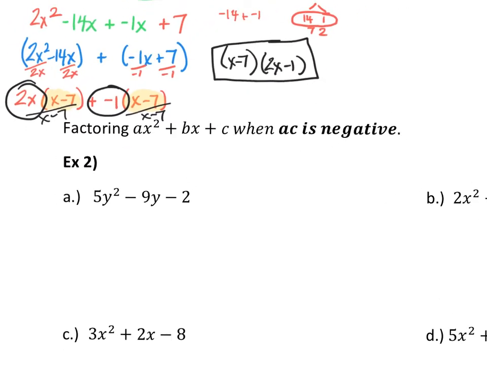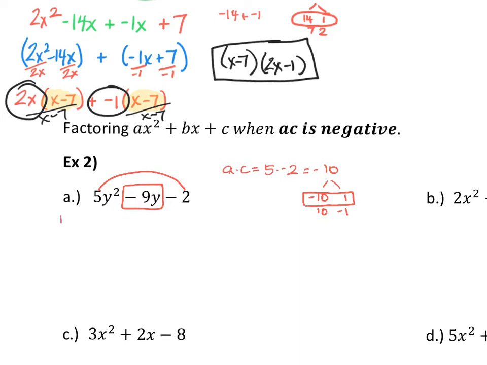Now, even though it says when AC is negative, it doesn't make a difference. So when we multiply 5 times negative 2, we get negative 10. So you just have to find the factors of negative 10 that combine to give you negative 9. So factors of negative 10 means that it has to be one negative and one positive. Okay, so this could also technically be 10 and negative 1, but which one of these is going to add to give you negative 9? That's this first one right here.